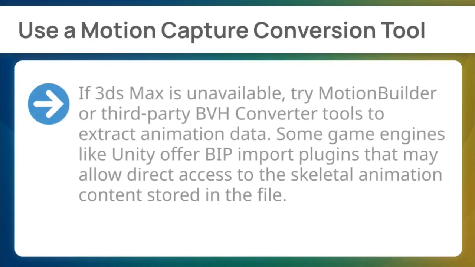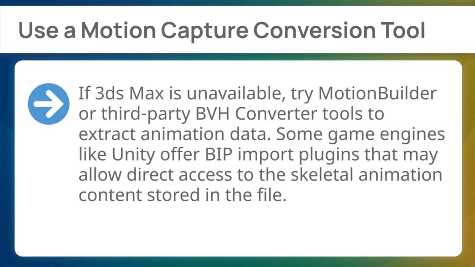Finally, use a motion capture conversion tool. If 3ds Max is unavailable, try Motion Builder or third-party BVH converter tools to extract animation data. Some game engines like Unity offer BIP import plugins that may allow direct access to the skeletal animation content stored in the file.